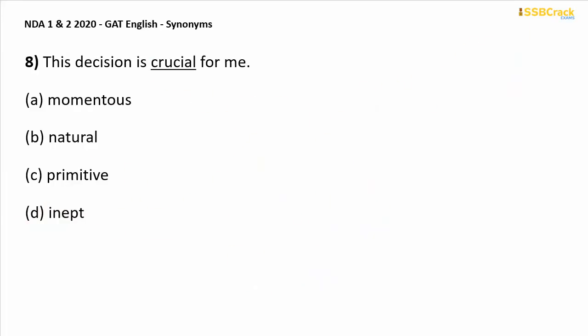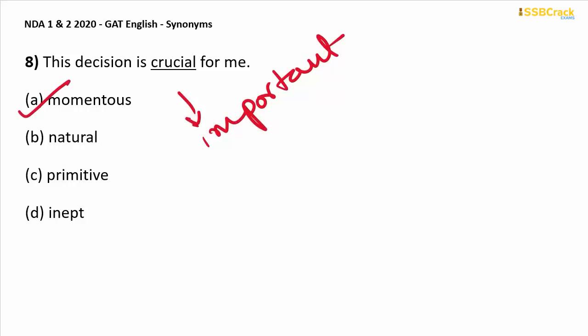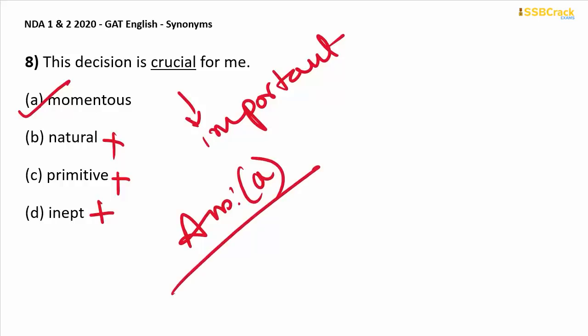This decision is crucial for me. If something is crucial, something is obviously important. And so you have the word which also means the same thing, which also means important, and that is option A, momentous. When something is momentous, something is important. Not natural or primitive. Primitive means old, and not inept. Inept means something which is unskillful, or someone who is unskillful or clumsy, right? So momentous is a synonym of crucial. So your answer is option A.